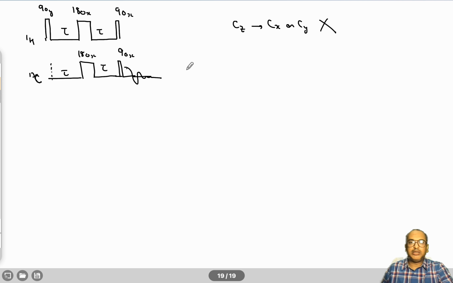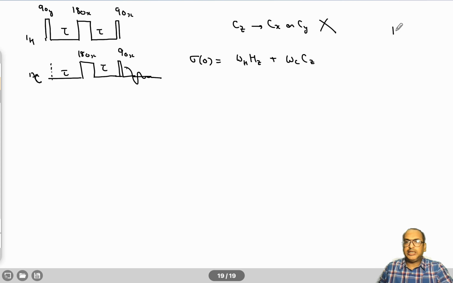Now let's start with the density operator calculation. So sigma 0, let's see what is sigma 0. Sigma 0 is omega h Hz plus omega c Cz, right? So proton and carbon, let's say it's a case of proton connected to carbon and there is one bond scalar coupling between proton and carbon, right? This is not zero.